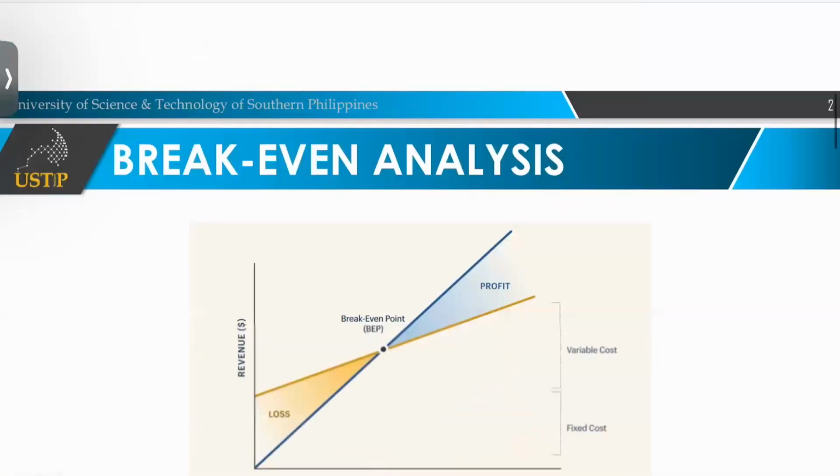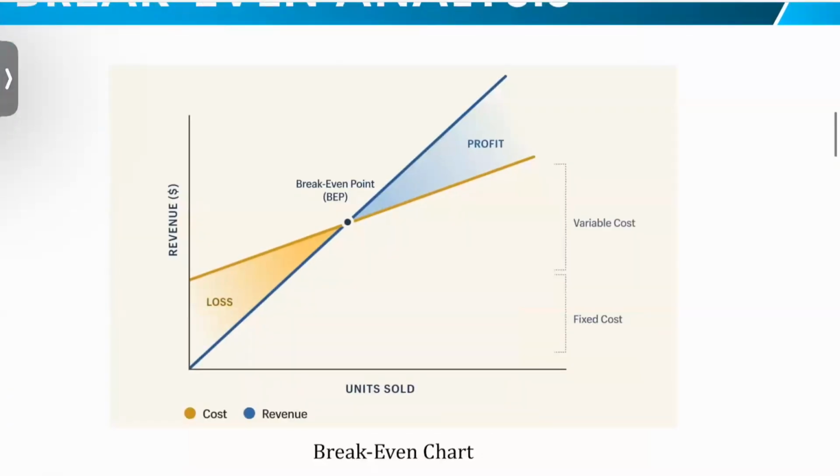All right, so this is our break-even chart now. X here is the units sold, the Y is the revenue. So the blue graph here, class, is the revenue, and the yellow line here is the cost. Okay. So, of course, at first, you will have revenue at a lower value than your cost.